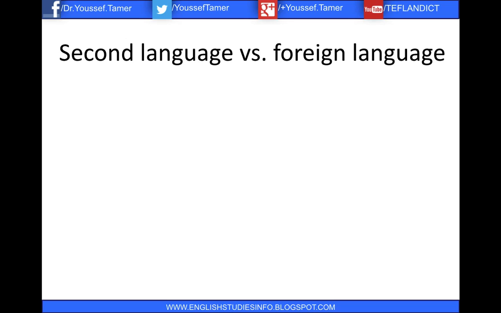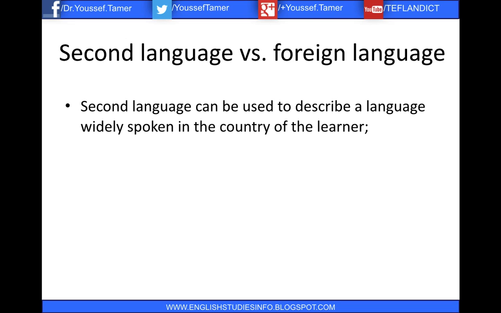Another thing that we have to differentiate is second language versus foreign language. Second language can be used to describe a language widely spoken in the country of the learner. In our context, what is the second language in Morocco? French. Second language is used to describe a language widely spoken in the country of the learner. Okay, so we are all learners, and in our country, that's French. Okay, that's the second language.